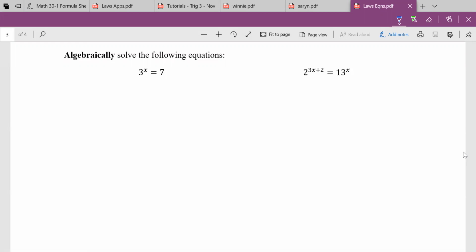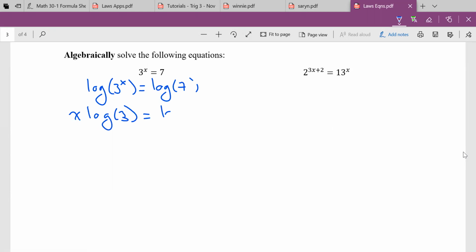Well, the first one I see has an unknown exponent. So the first thing I want to try is to make the bases the same. We can't, so this means we need to use logarithms. I'll take the log of both sides. Our exponent becomes our coefficient. Now log 3 is a number. I divide both sides by log 3, and that is your answer right there.